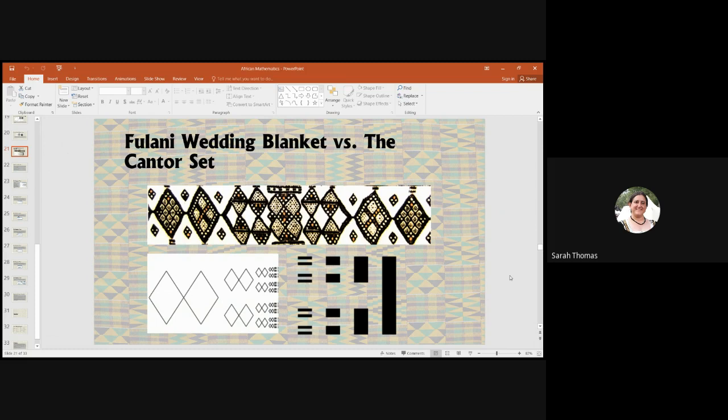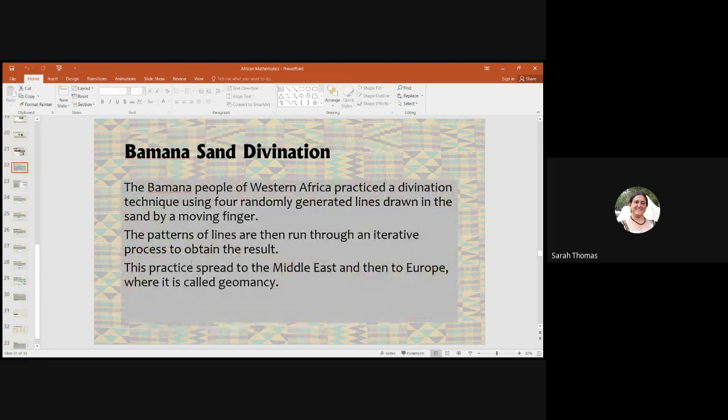You are getting self-similarity at different levels of magnification, so it does have a fractal structure. Interesting fact about these blankets, they have to be woven in one sitting. The weavers will just work and work and work. People will bring them food and things. They have to work in one sitting until they finish the wedding blanket. So now here's the part that you've all been waiting for, the sand divination.